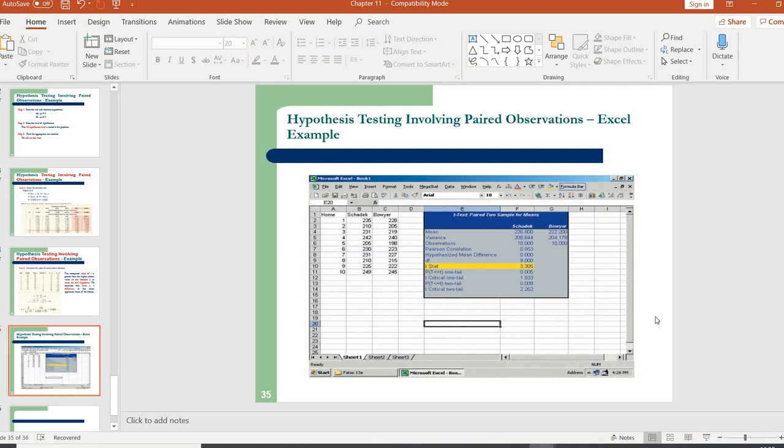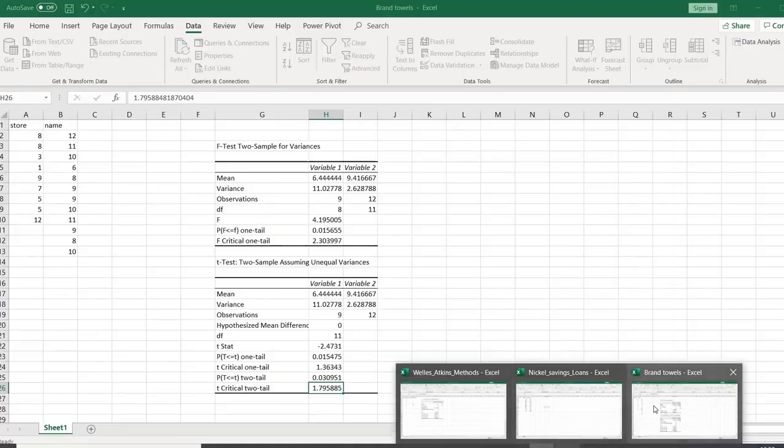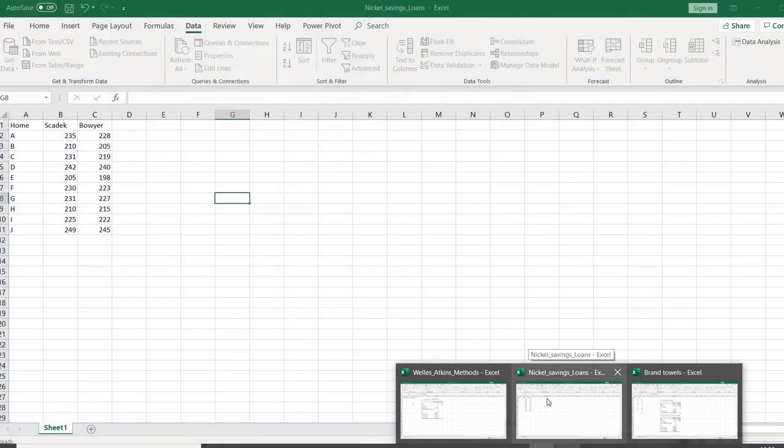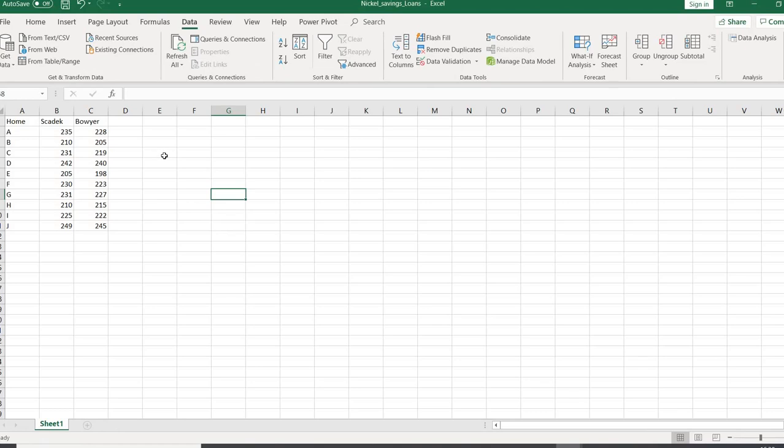So guys, let us now see how you can also do it in Excel. In Excel, it is very simple. So here's the exercise we have of the two homes.